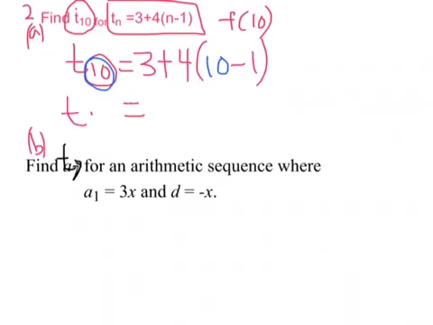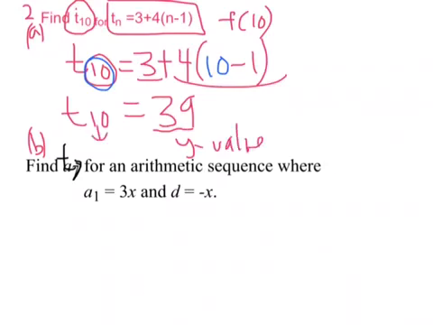So the 10th term value is 3. That's 10 minus 1 is 9. 9 times 4 is 36, is 39. Okay, so the 10th term value is 39. Remember, this is like your y value, and 10 is like your x value. Okay, the 10th term value is 39. The first term value was 3. The common difference is positive 4 for this case.